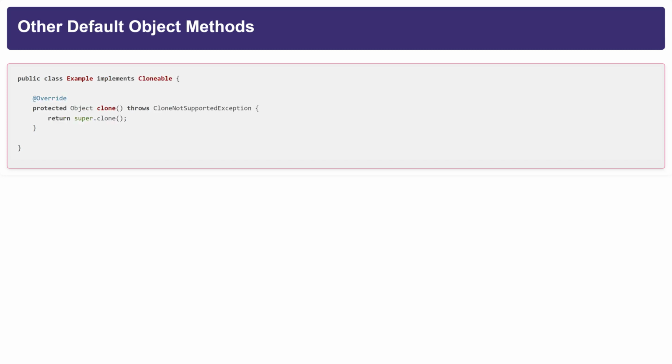Here is an example of implementing the clone method. public class Example implements Cloneable { @Override protected Object clone() throws CloneNotSupportedException { return super.clone(); } } In this example, the program defines a class that implements the Cloneable interface and overrides the clone method to create a shallow copy of the object. The clone method calls the superclass's clone method to obtain the cloned object.